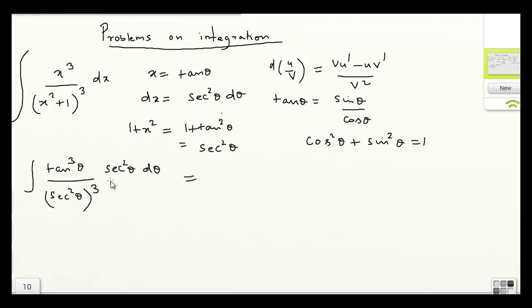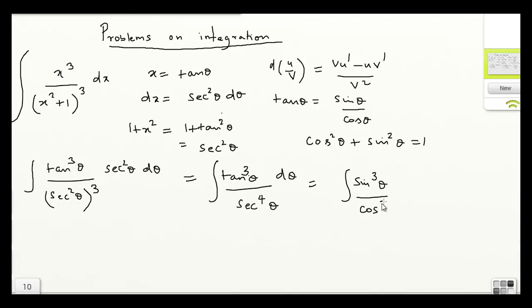You've got a square and then a sixth power here, which reduces to tan cubed theta divided by secant to the power of 4 theta d theta. I can rewrite this expression as sine cubed theta divided by cosine cubed theta, and I can write secant to the power of 4 theta as cos to the power of 4 theta d theta. So it simplifies very nicely as sine cubed theta cos theta d theta.